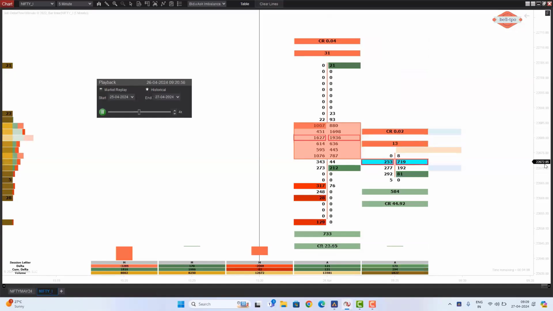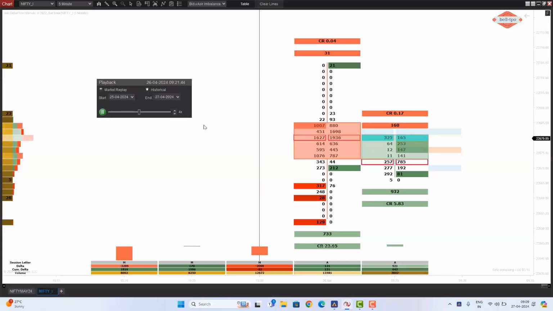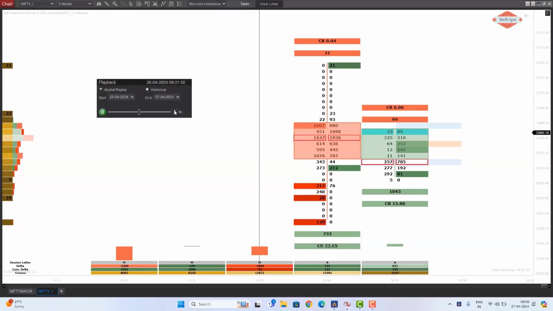So opening volume is like 13,581 lots, definitely a relatively decent volume. Volume cluster has been there. So naturally, one has to give too much importance to that. So I'm just increasing the speed to 8, almost 10 times the speed.